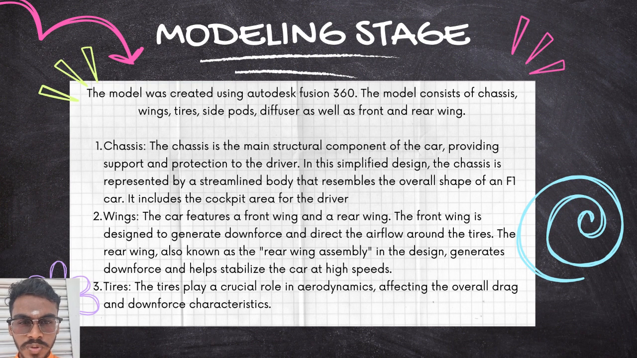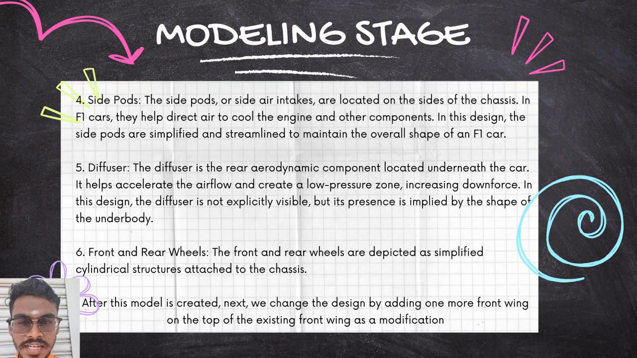The rear wing is designed to generate downforce and helps to stabilize the car at high speeds. The next are the tires. Tires play a crucial role in aerodynamics, affecting the overall drag and downforce characteristics. The next one is the side pods and side air intakes, which are located at the side of the car. In an F1 car, they help direct air to cool down the engine and other components. In this design, the side pods are aerodynamic components located underneath the car.